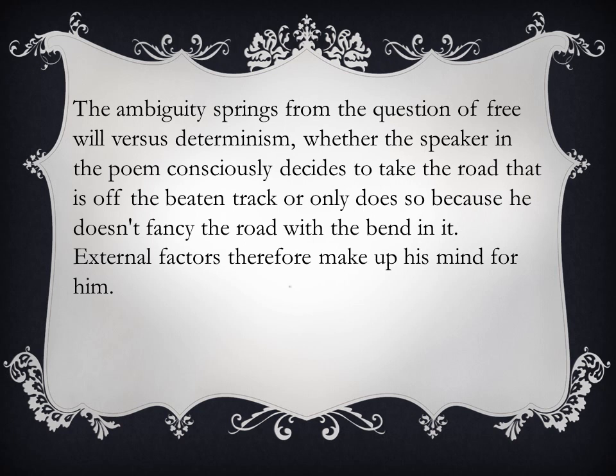So the ambiguity springs from the question of free will versus determinism. Whether your decision will be from free will, or whether you're determined about a certain decision. Whether the speaker in the poem consciously decides to take the road that is off the beaten track, or only does so because he doesn't fancy the road with the bend in it. So that is up to him. External factors make up his mind for him. He looked at the road, he doesn't know where it leads to, nobody is going to tell him where it leads to. Only the external factors, whatever he can see, decide which road he has to take.